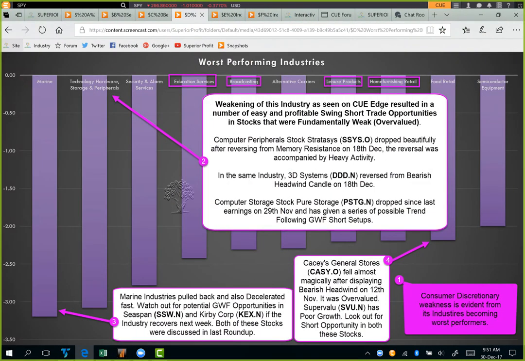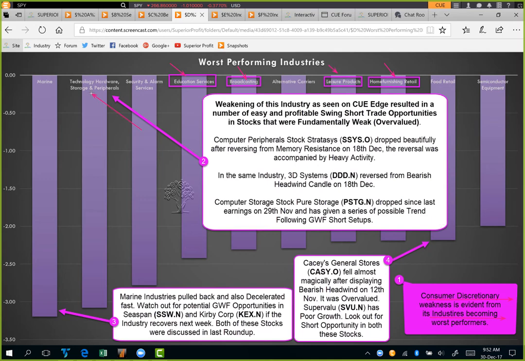From best performing industries, we now switch to worst performing industries. Consumer discretionary weakness is evident from several of its industries becoming worst performers. These are education services, broadcasting, leisure products, and home furnishing retail. So four of the worst performers are in consumer discretionary. Using similar analysis, we had already projected that consumer discretionary was probably going to decline, and that happened this week.